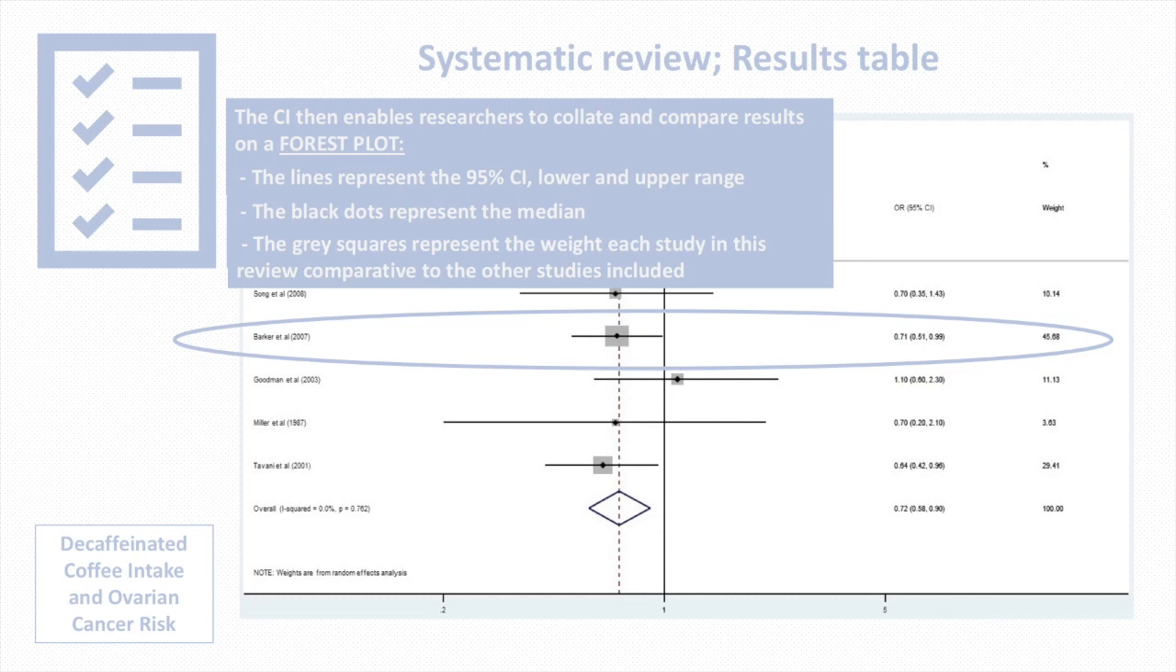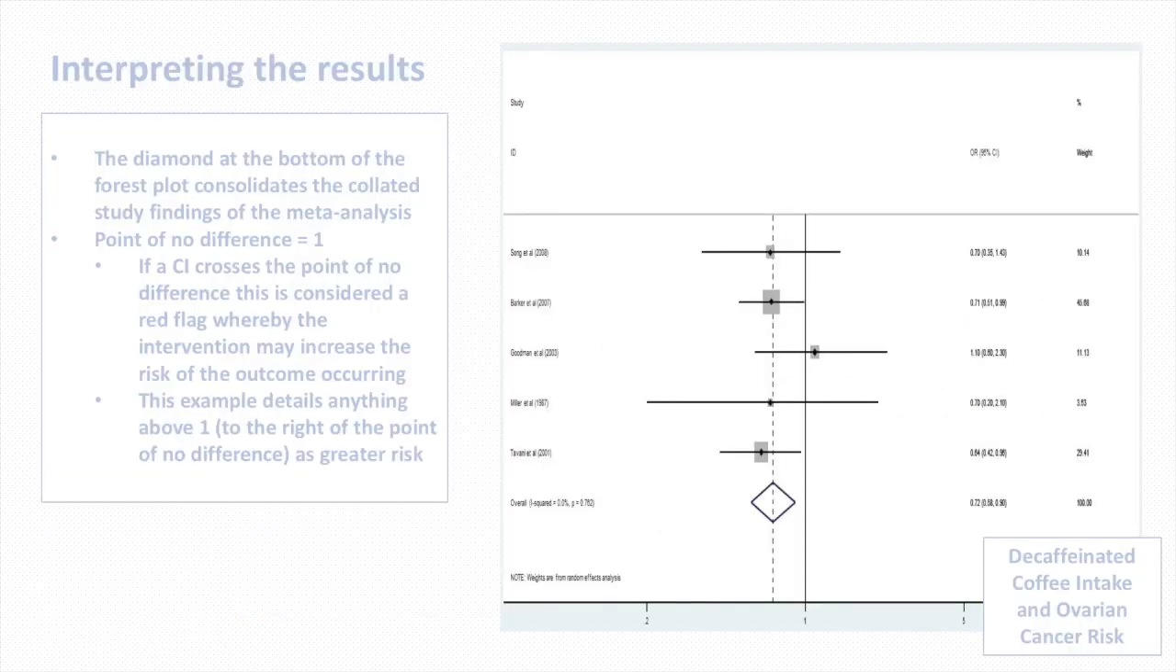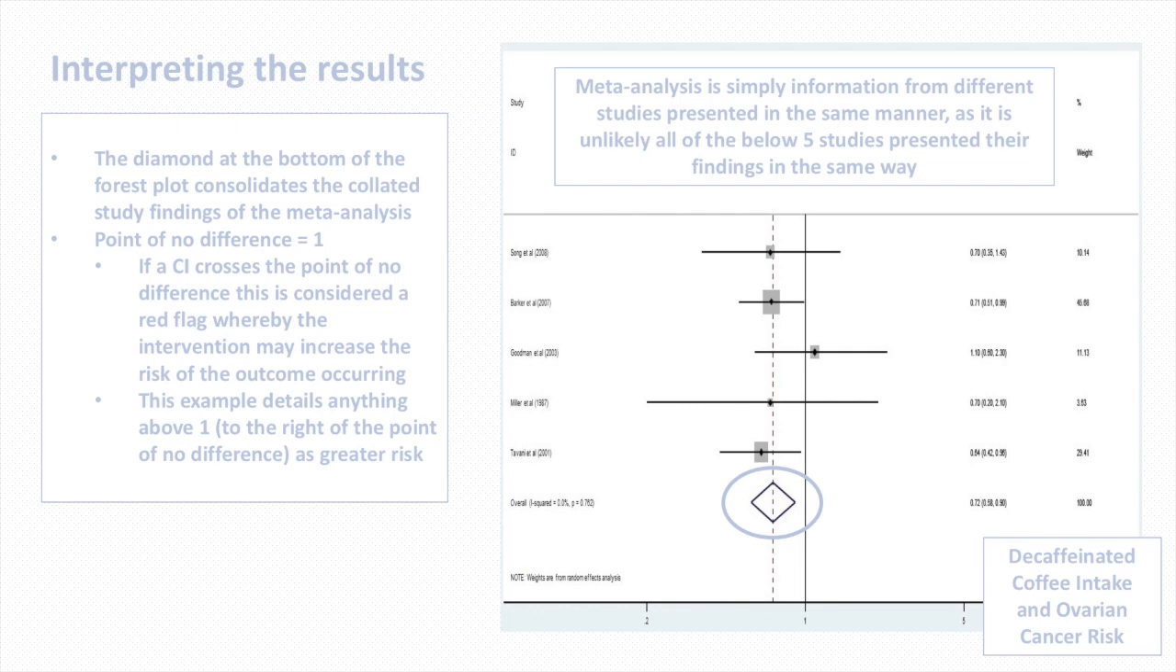Now, to interpreting the results of a systematic review. The diamond, pictured at the bottom of the forest plot, details the consolidated findings of the meta-analysis. Meta-analysis is simply information from different studies presented in the same manner, as it is highly unlikely that all of the below studies are going to present their findings in the same way.